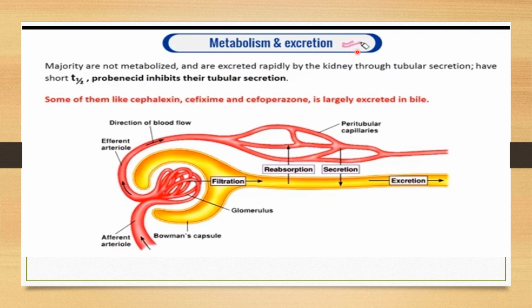Now we see the metabolism and excretion. The majority of cephalosporins are not metabolized and they are excreted rapidly via the kidney through tubular secretion, and they have a very short half-life, about half an hour or 30 minutes. The drug probenecid inhibits the tubular secretion of cephalosporins. Some cephalosporins like cephalexin, cefixime and cefoperazone are excreted through bile.